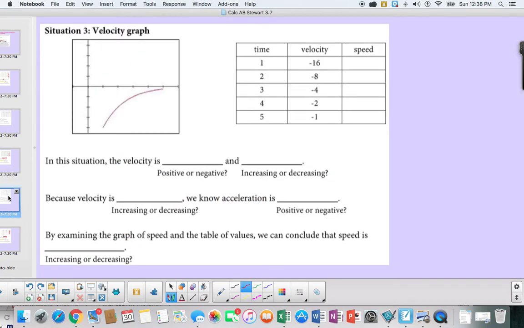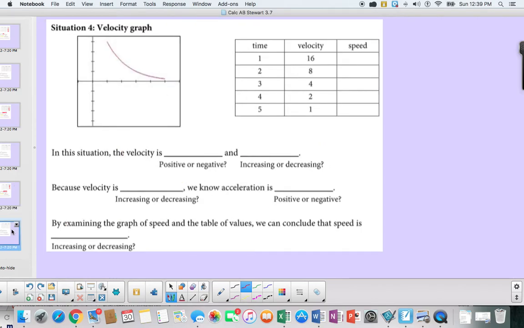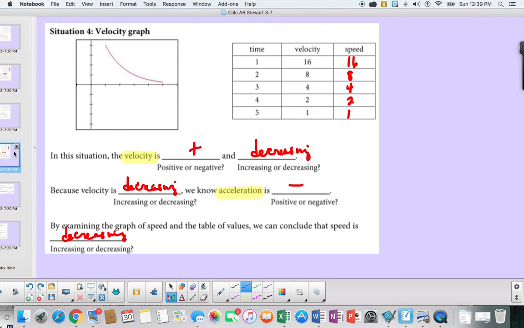Okay, try it again. Stop the screencast and fill out this. The answer is that when velocity is negative and acceleration is positive, speed is decreasing. Try it again. This is the last situation. Fill it out. Stop the screencast. And here's the answer. Velocity is positive, above the x-axis. Acceleration, the derivative of velocity, is negative. And notice that speed is decreasing.